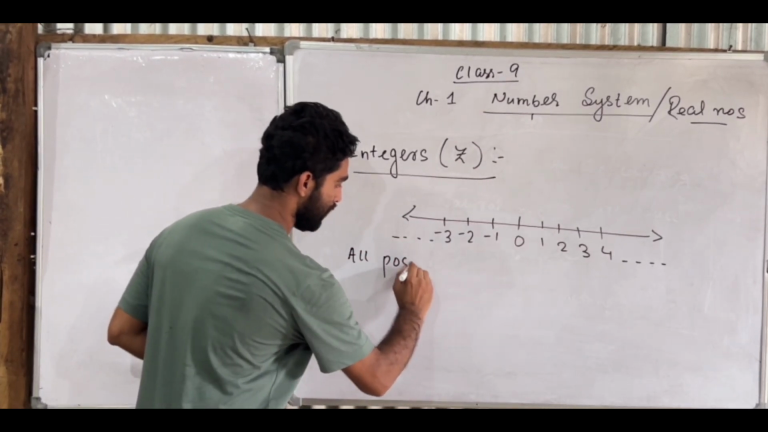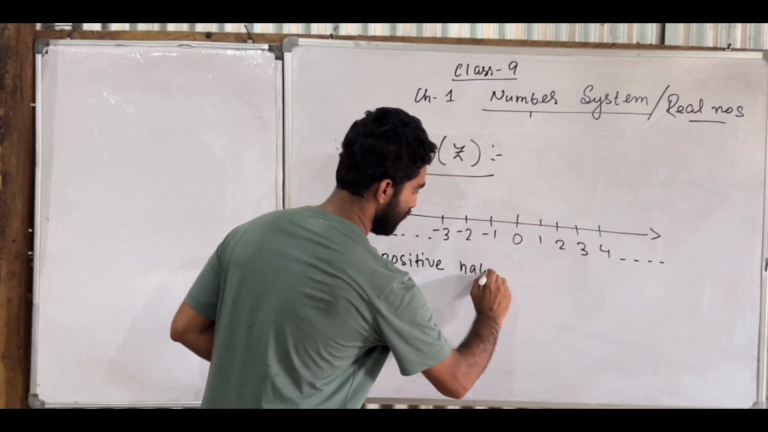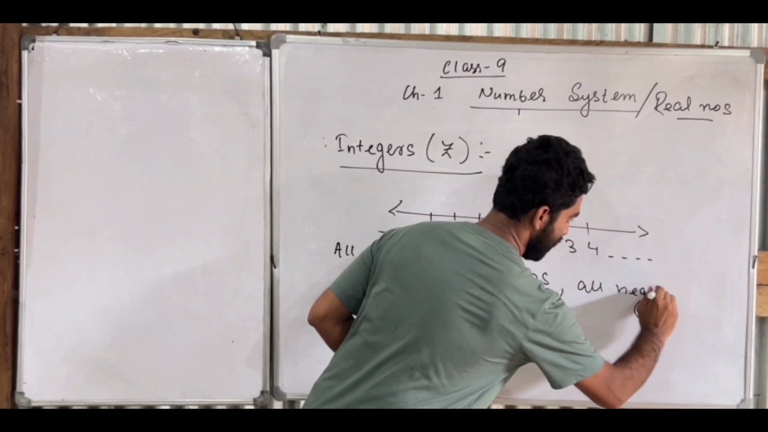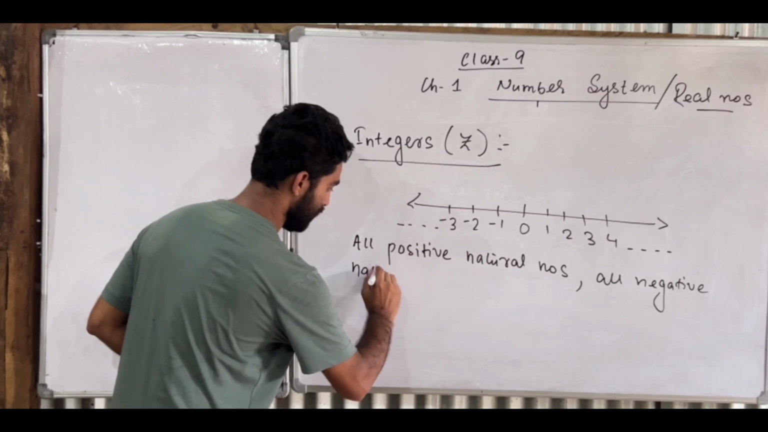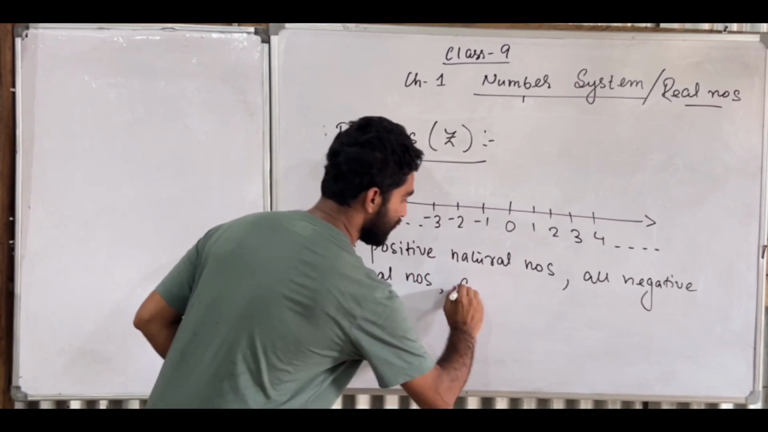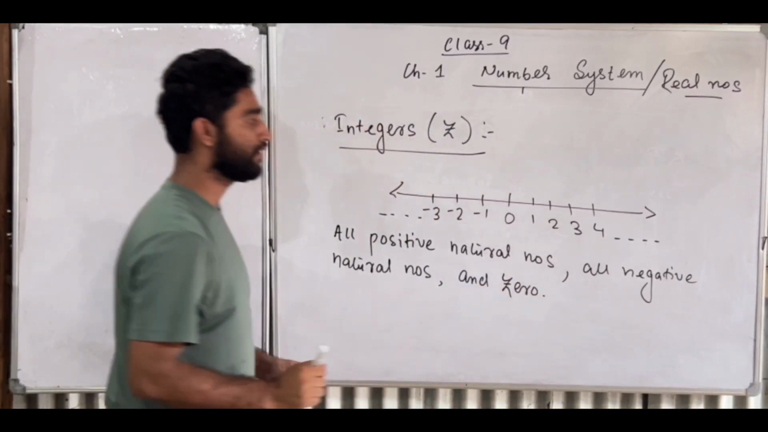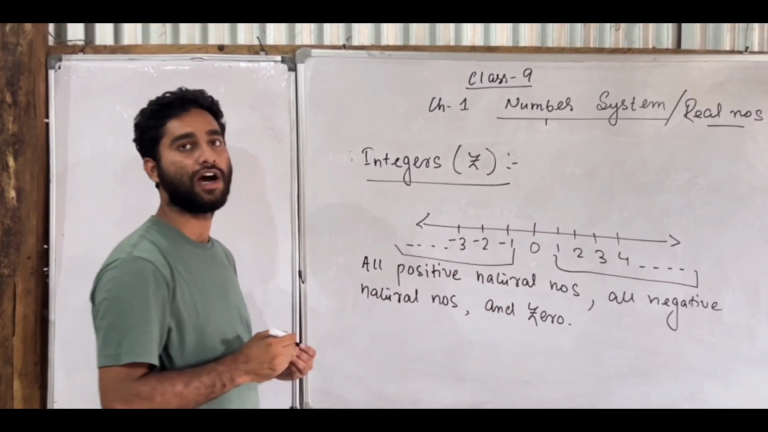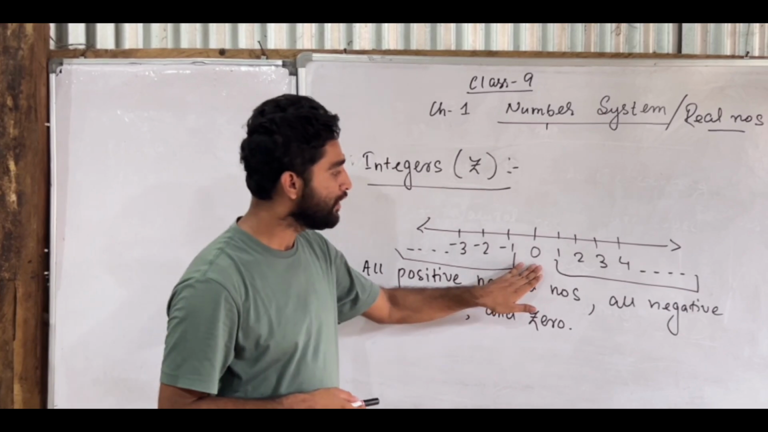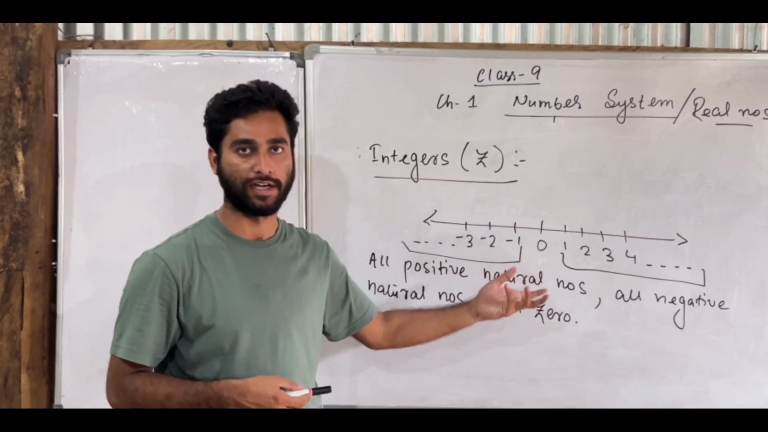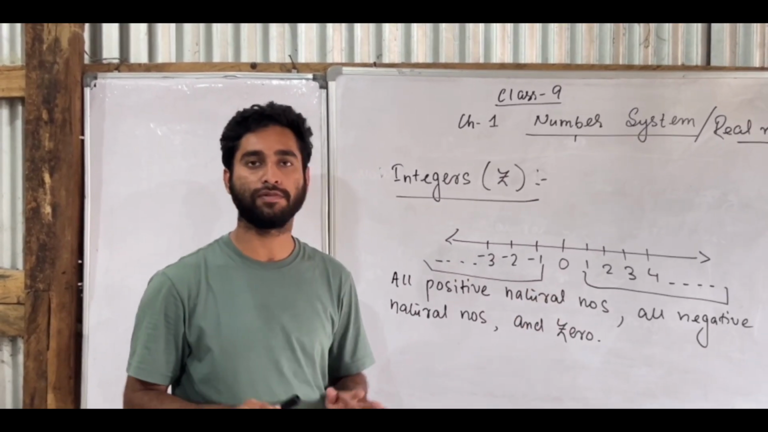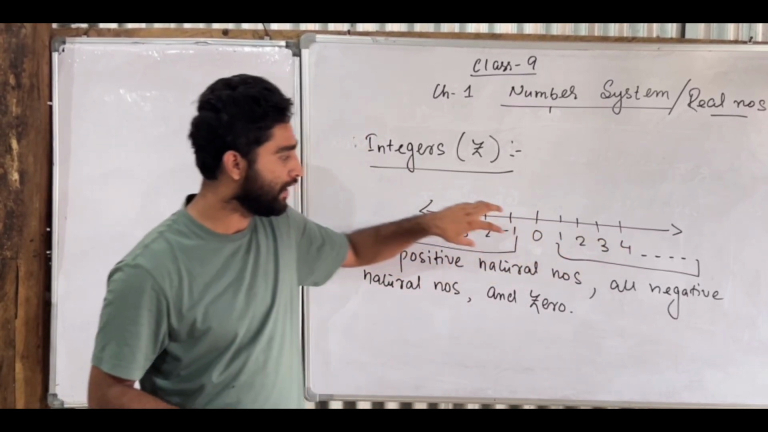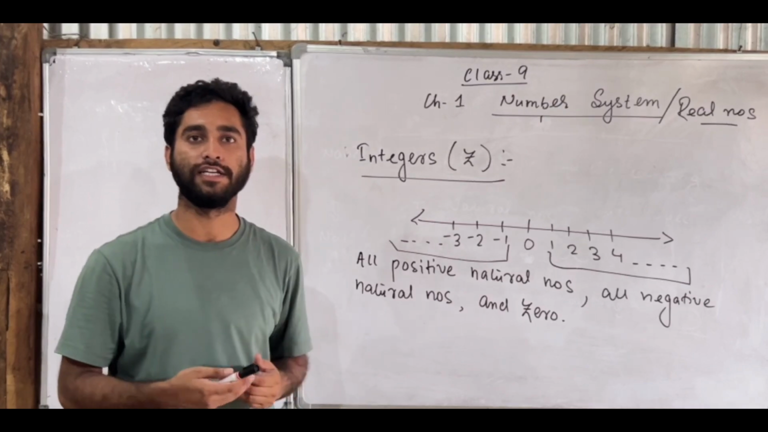All positive natural numbers, all negative natural numbers, and 0. So these are positive natural number, these are negative natural number, including 0, are called integers. So now if I ask you whether 0 is positive or the negative, so always remember 0 is neither positive nor negative, it is a neutral number. So integers means what? All positive natural number, negative natural number, including 0, are called integers.